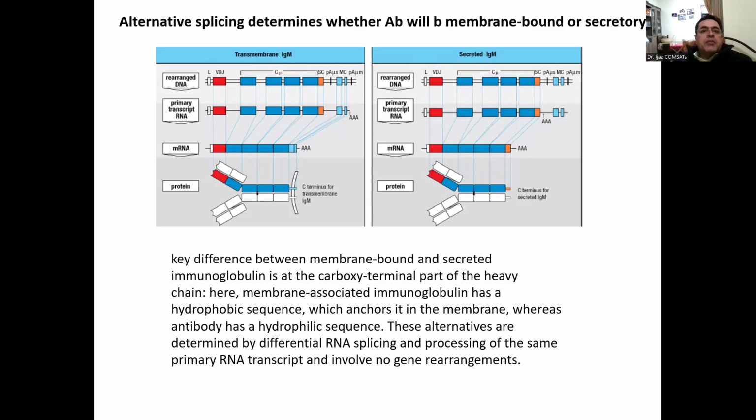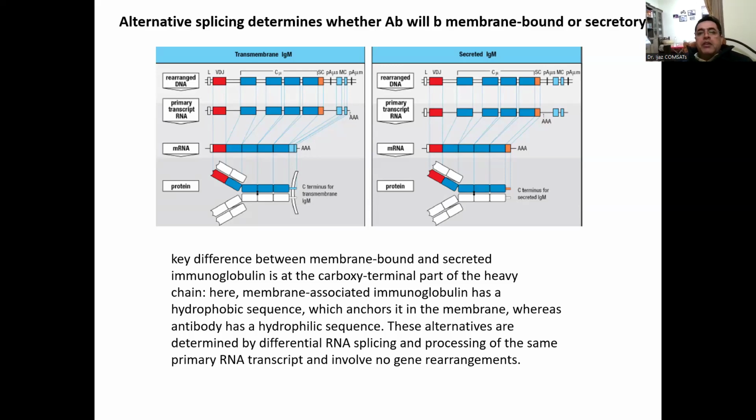On the naive B cells, you would find an antibody which is IgM or IgD. So this transmembrane IgM, if you look at the genetic level, has rearranged DNA. I had already told you before that the gene segments that are going to code for the light chains and heavy chains of an antibody are present on different chromosomes. For instance, the lambda light chain is on chromosome 22, the kappa chain is on chromosome 2, and the heavy chain is on chromosome 14.